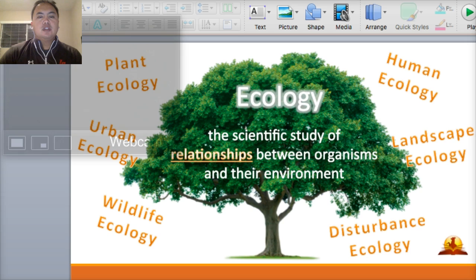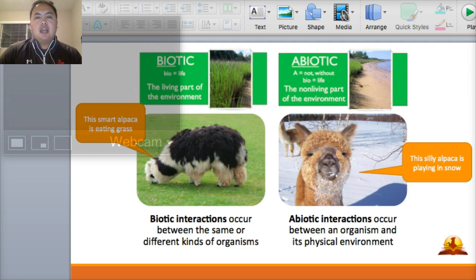So first of all, when we talk about ecology, again, it's the study of relationships between organisms and their environment. So there's human ecology, landscape ecology, disturbance, wildlife, urban, plant. Between organisms and their environments, what is that relationship like? The study of that is called ecology. Okay. Now, there are different definitions that you need to know about ecology.